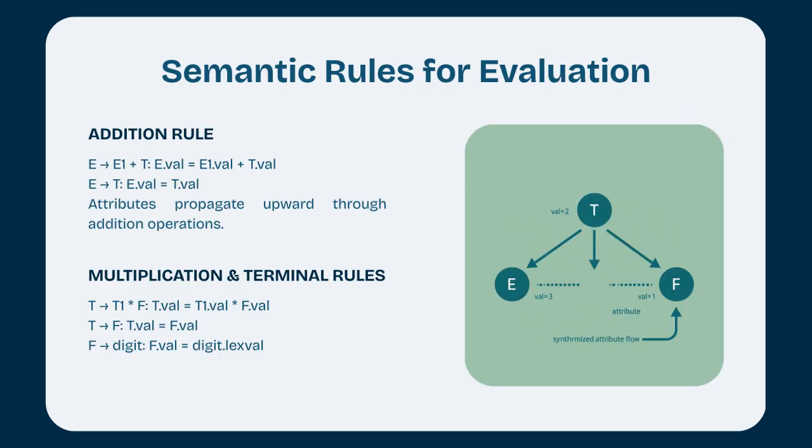Semantic rules. Along with grammar rules, we define semantic rules to compute values. For example, if E produces E1 plus T, then the value of E is the sum of E1 and T. Similarly, for multiplication, the value of T is obtained by multiplying T1 and F. For digits, the value is simply the number itself. These values are propagated upward in the parse tree.